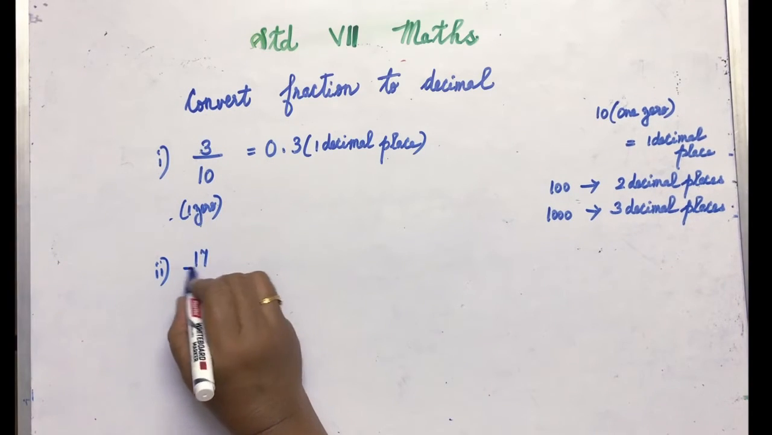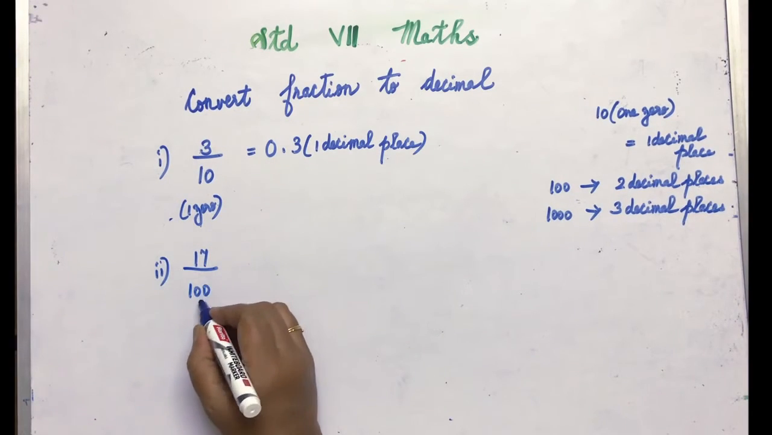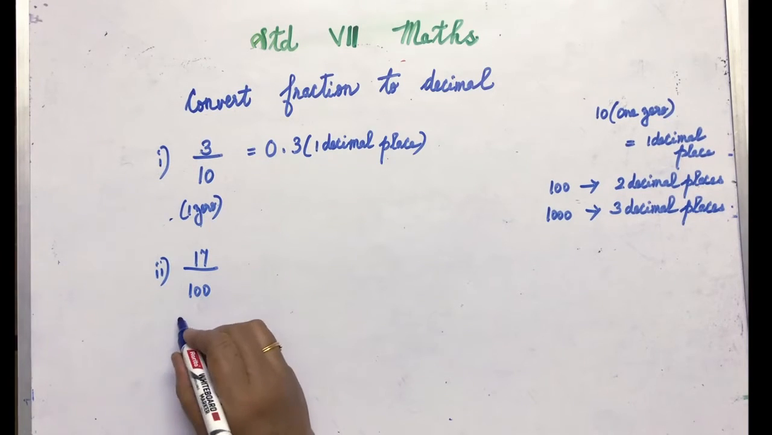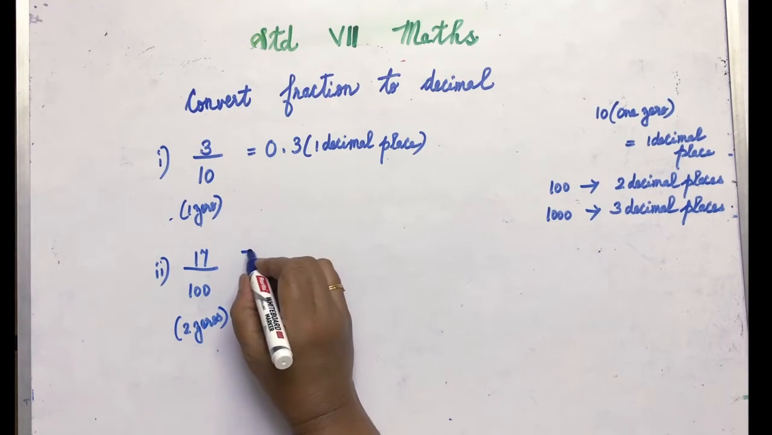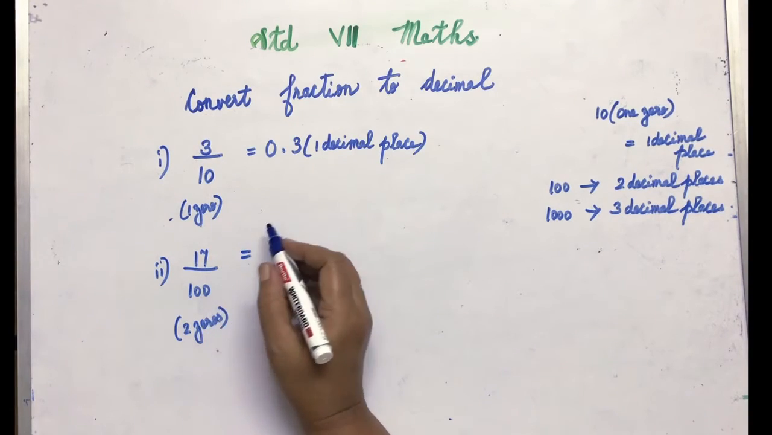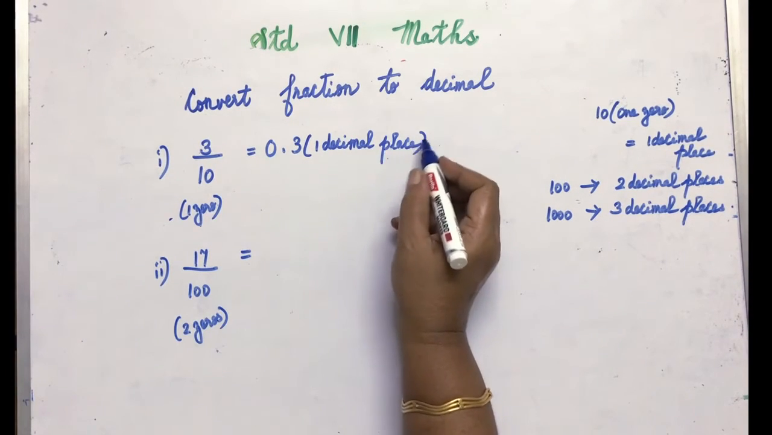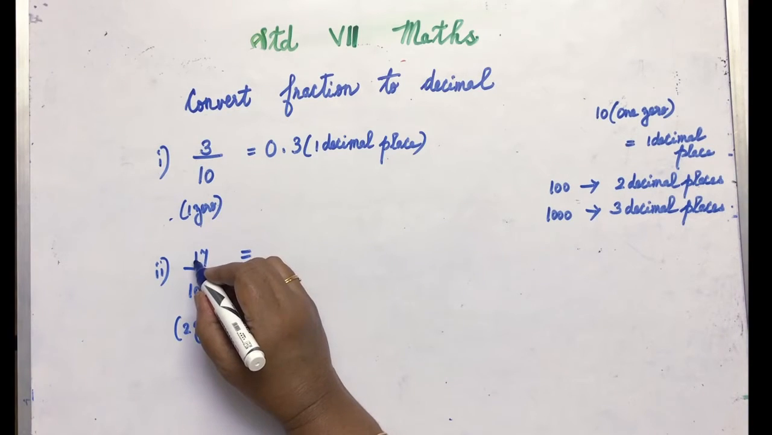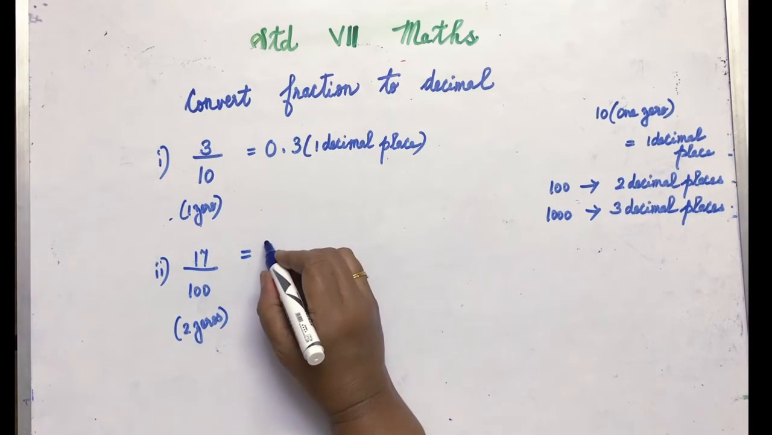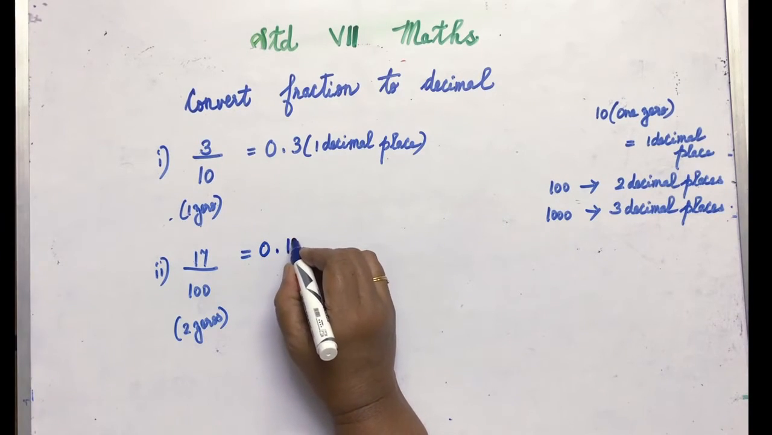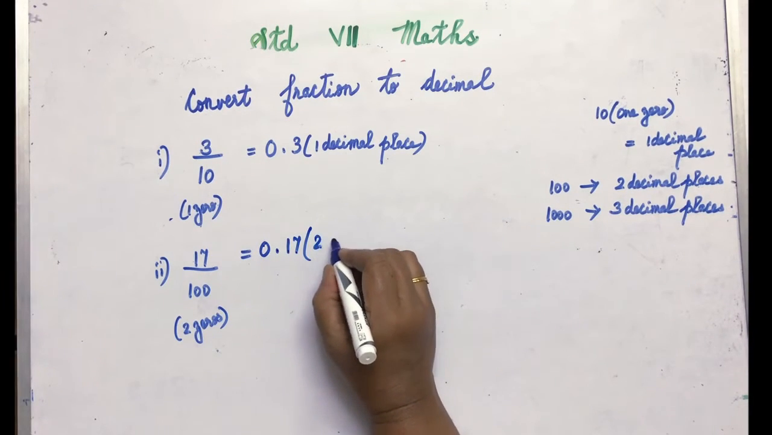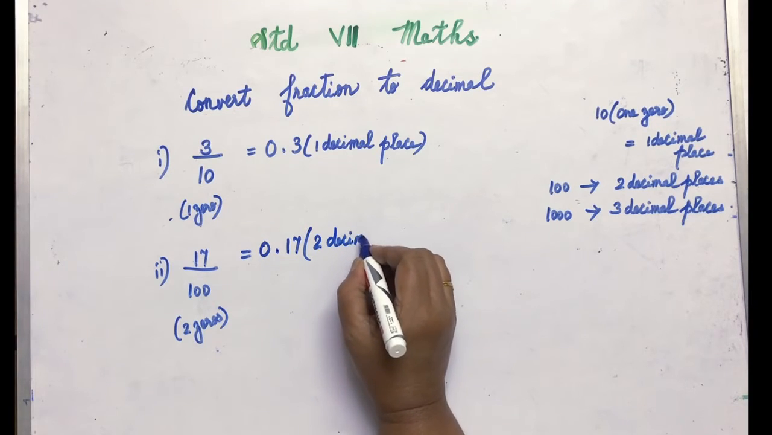Next, 17 by 100. Here in the denominator we have 100, that is 2 zeros. So after the point there should be 2 numbers, that we call 2 decimal places. So here we have 2 digits, 17, that should be written after the point. So 0.17. So this is 2 decimal places.